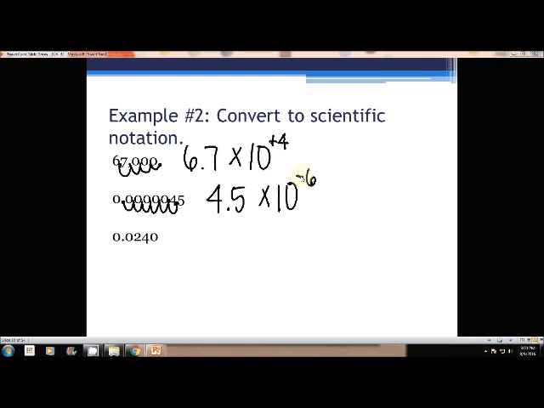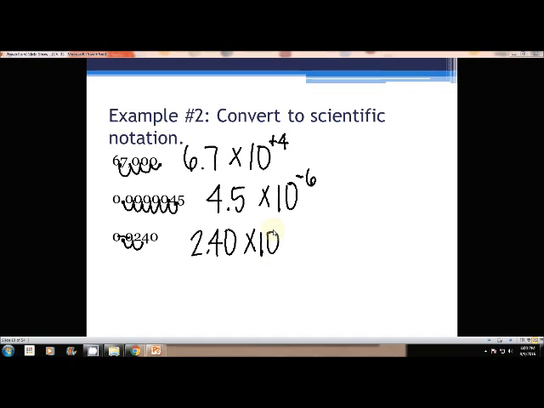Last one, 0.0240. We have our decimal place. I have to move so that the non-zero digits are between 1 and 10. So I'm going to move to the right between the 2 and 4. I'm going to be crazy this time and take off only the left side but not the right side zero. So I'm going to have 2.40. Hey, that's still between 1 and 10, so we're okay.